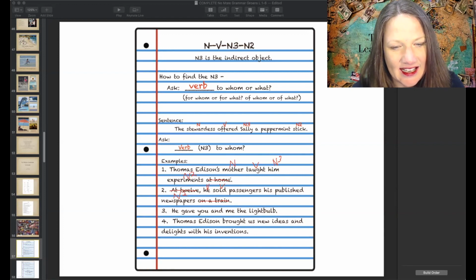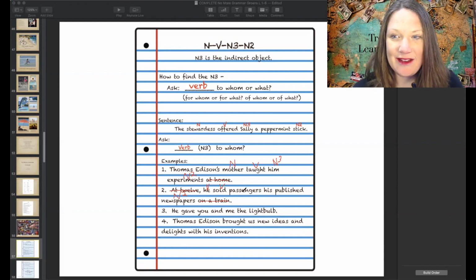And who received? He sold newspapers to whom? Passengers. Now we have our noun, verb, noun 3, noun 2.